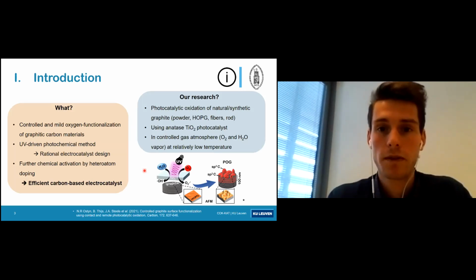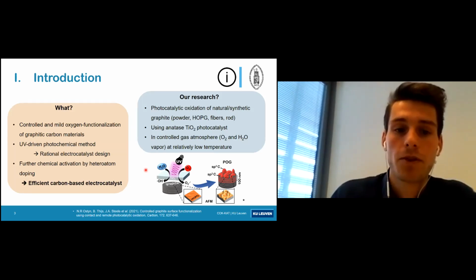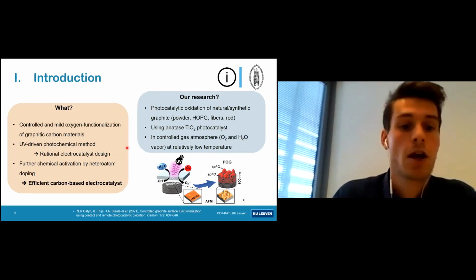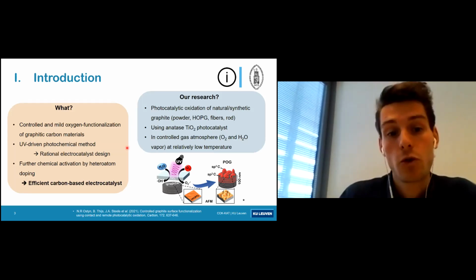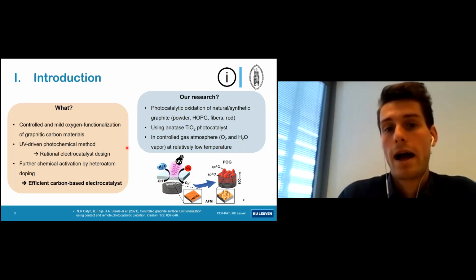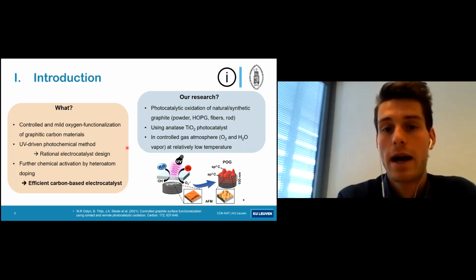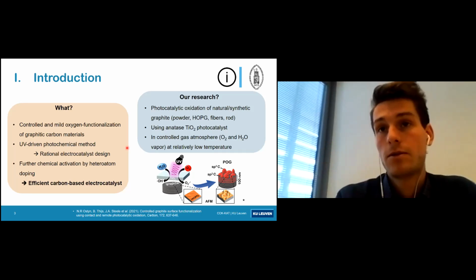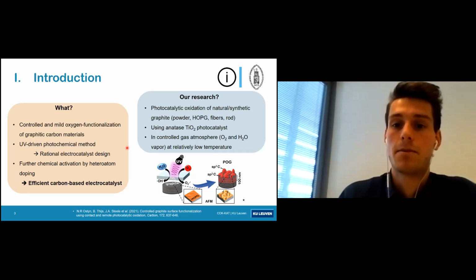So first, what am I doing exactly? I'm performing a controlled and mild oxygen functionalization of graphitic carbon materials. So I'm using a UV-driven photochemical method, so using photocatalysis for my rational electrocatalyst design. After the photooxidation, I further activate the materials by a heteroatom doping method, to end up achieving an efficient carbon-based electrocatalyst material.